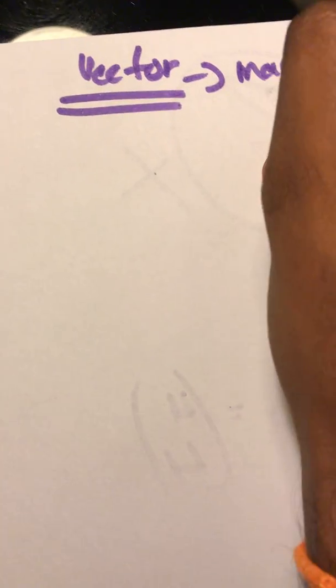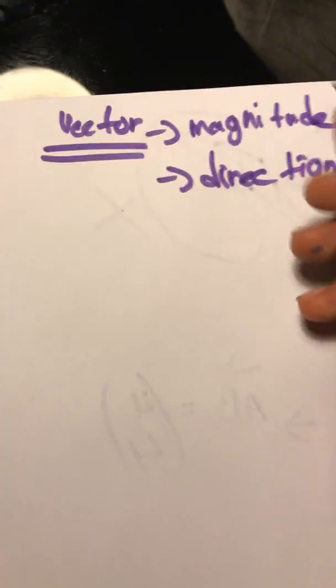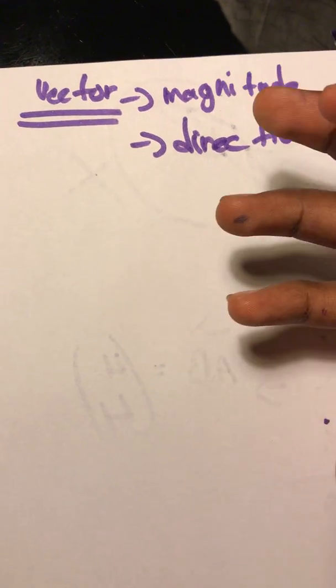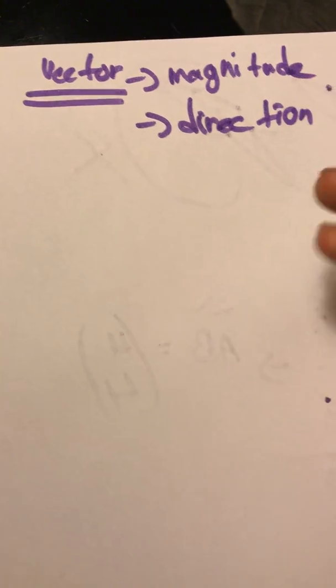Okay guys, so a few things about vector. A vector is something that has a magnitude and also direction. For those of you who don't understand, magnitude means the size of that particular thing. Direction means where it is heading.